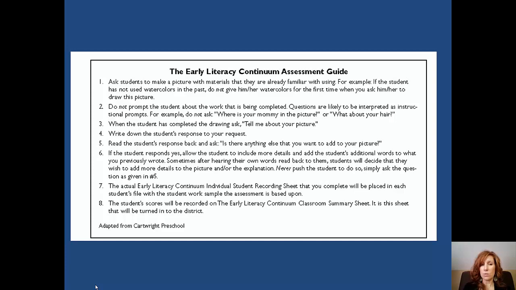If the student wishes to add something, then they may, and you may record a little bit more based on what they tell you that they've added. Make sure that you never push the student to add to their story or to their picture, that this is simply an opportunity for them, but it is not a requirement.